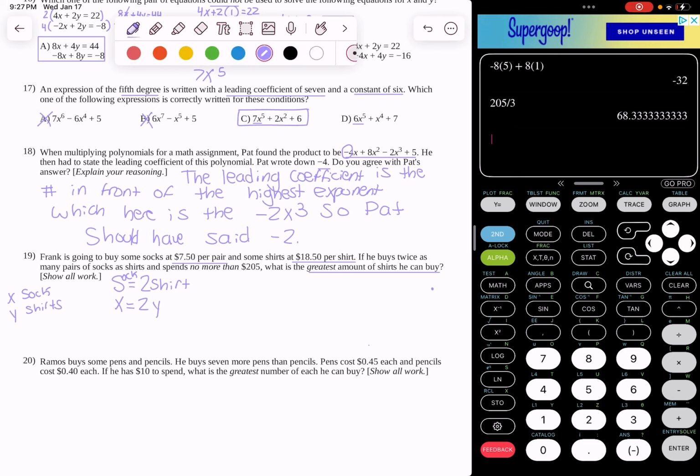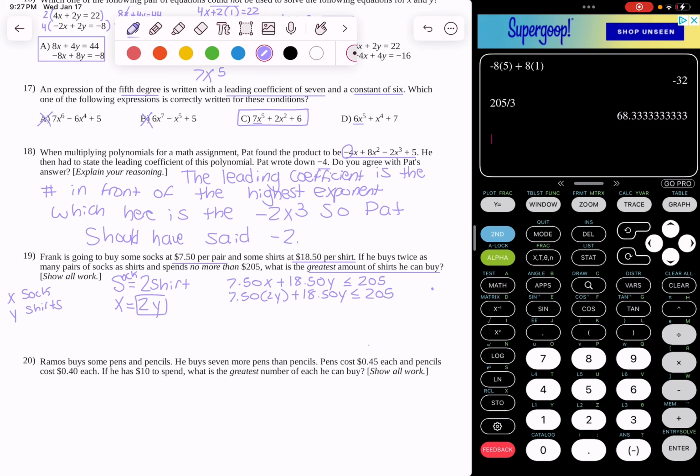So, first he bought socks. Socks were X, which socks cost $7.50. So I should have put $7.50X. Then the shirts were $18.50, which shirts were Y, which had to be less than $205. And then I know that X is equal to 2Y, so I can replace this X with 2Y, plus 18.50Y is less than or equal to 205.